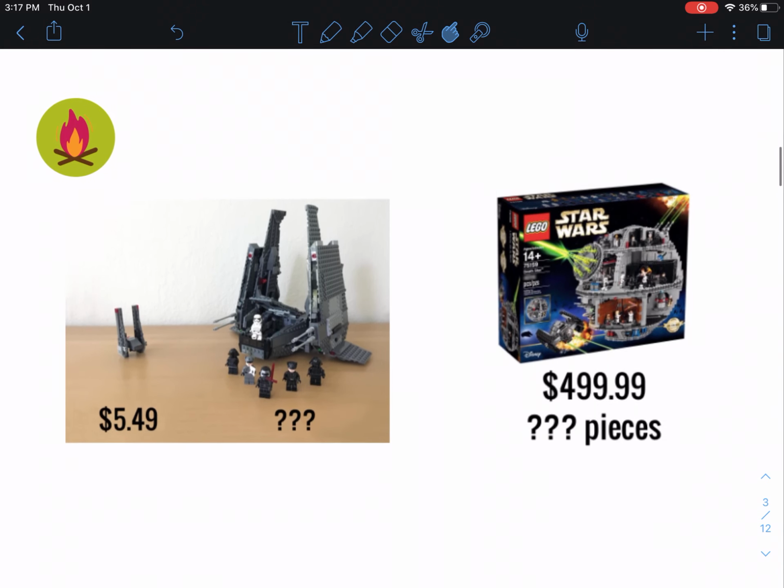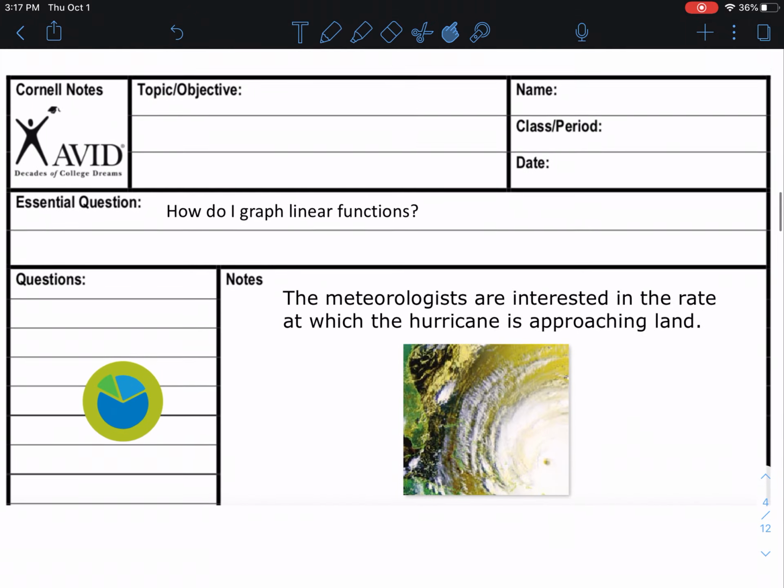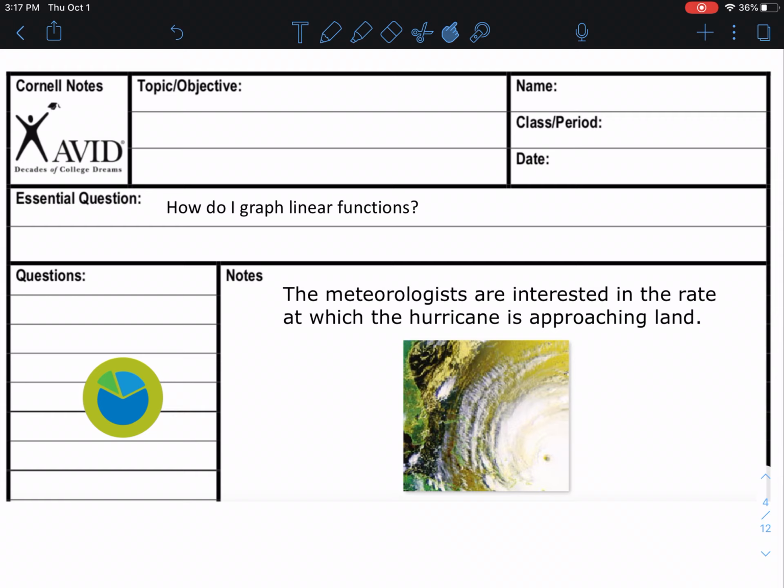So yesterday we talked a little bit about linear functions using a Desmos Lego activity. So I want to just take a moment here to summarize what we discussed yesterday. All right, so how do I graph linear functions? So we use linear functions in a lot of different ways, but oftentimes what we do is we build models to help us make predictions. And we did that with the Lego activity.